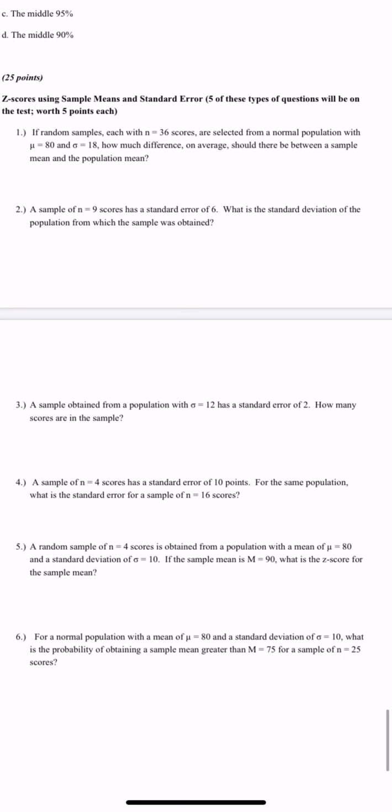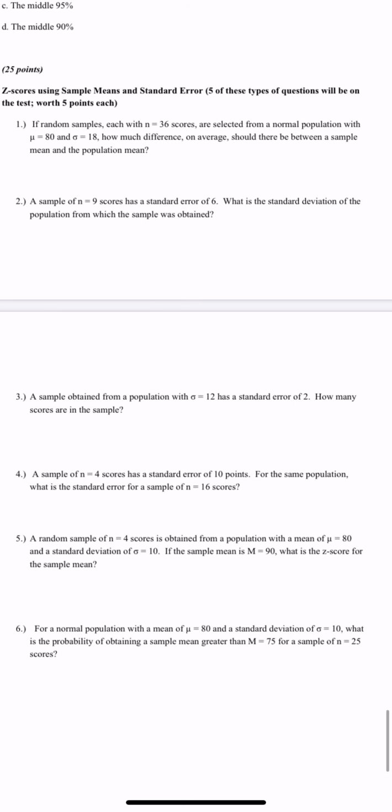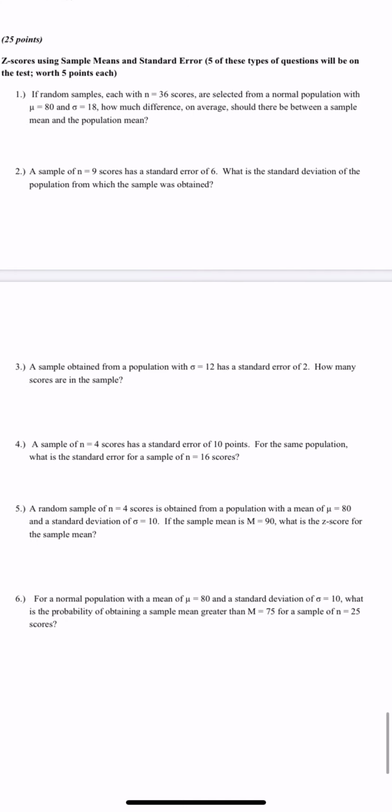A sample of n equals 9 scores has a standard error of 6. What is the standard deviation of the population from which this sample was obtained? To find the standard deviation, you simply do standard error times the square root of n. So you do 6 times 3, and that will equal 18.